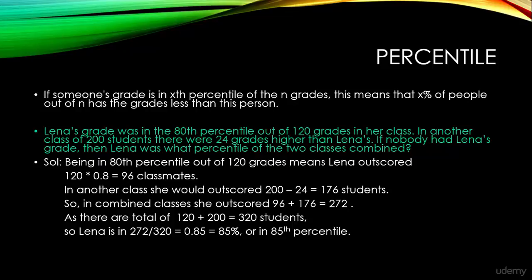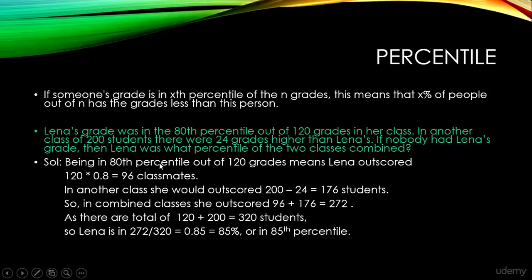Percentile. If someone's grade is in the X percentile of N grades, this means that X percent of the N people have grades less than this person. For example, Lina's grade was in the 80th percentile out of the 120 grades in her class. In another class of 200 students, there were 24 grades higher than Lina's.